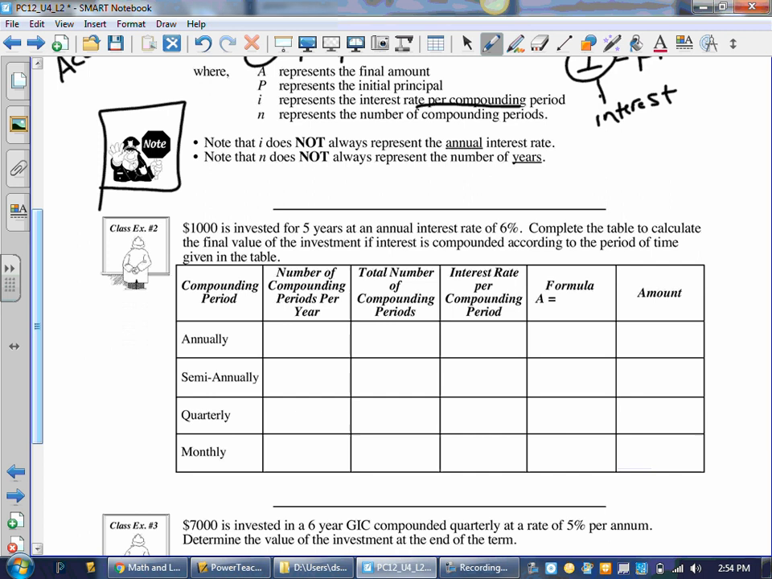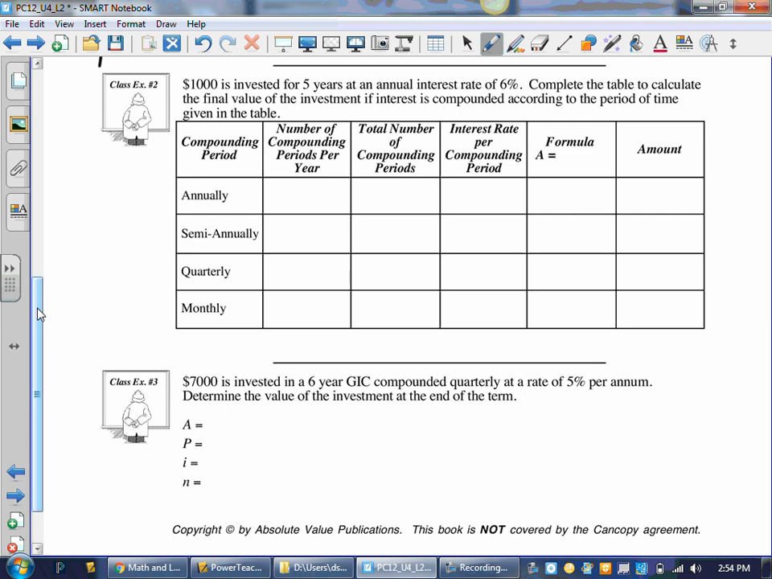He always has something really important to say. Note that I does not always represent the annual interest rate, and N does not always represent the number of years. We have to be critical in our thinking and check it out. Okay, here's the example. $1,000 is invested for 5 years at an annual interest rate of 6%. Complete the table to calculate it.